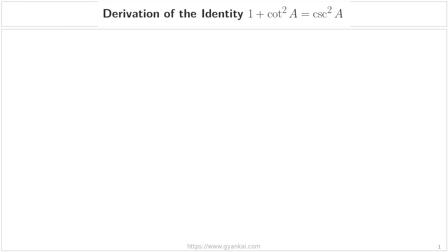Derivation of the identity, 1 plus cot squared A equals cosecant squared A.